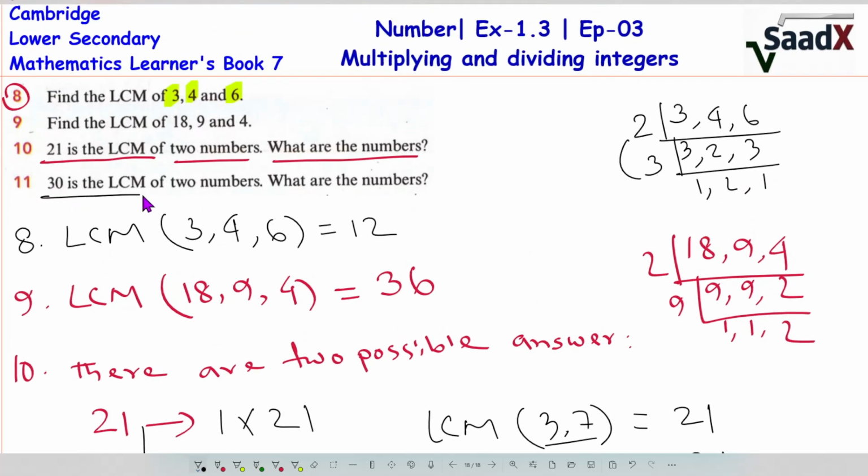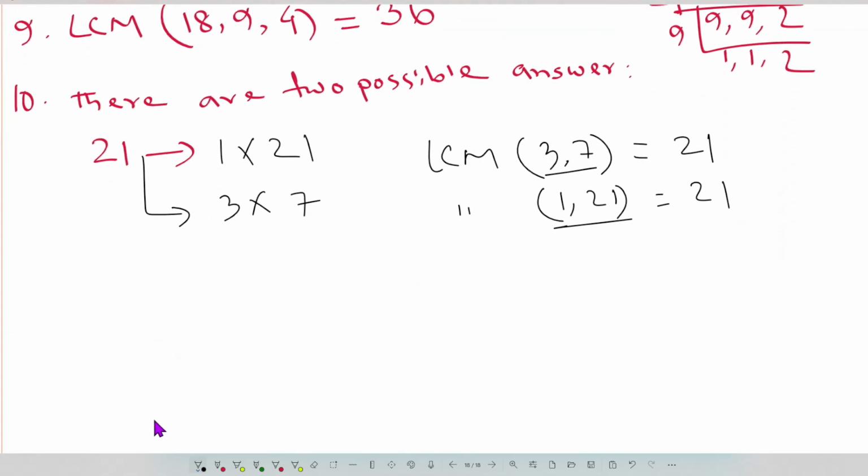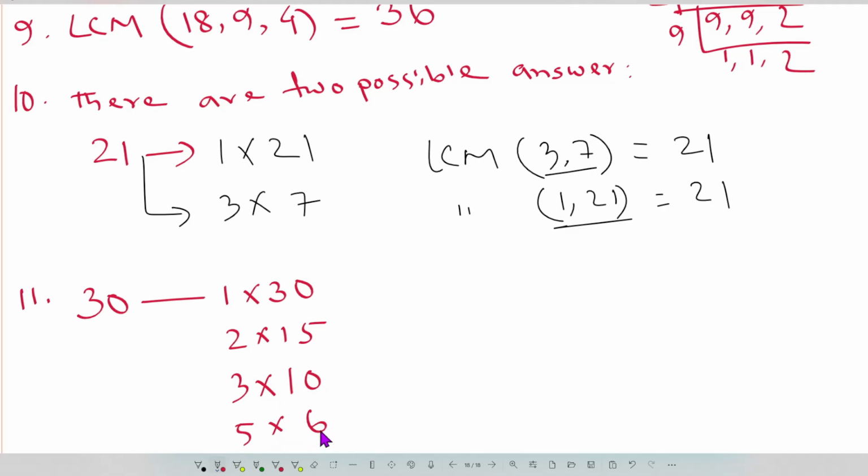Number 11. 30 is the LCM of two numbers. What are the numbers? This one is also a similar thing. There are lots of possibilities. Look, this is 30. 1 times 30, then 2 times 15, then 3 times what? 10, and finally 5 times 6 is the LCM of 30.